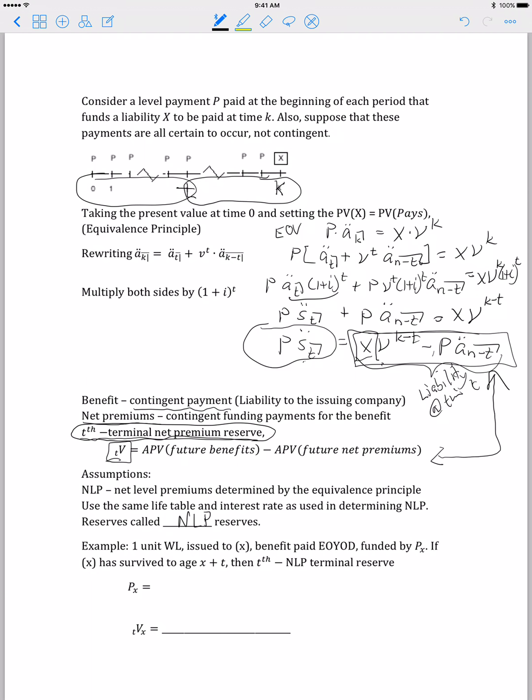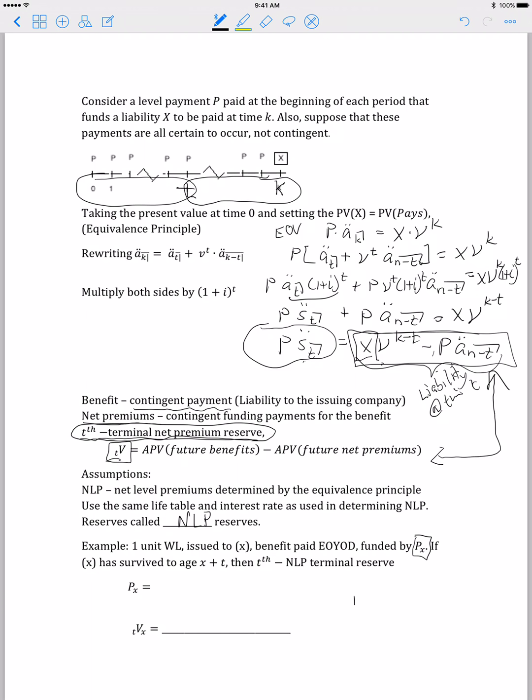So for example, this is the most basic example that we always start out with. We have 1 unit of whole life. It's issued to x. The benefit is paid at the end of the year of death, and it's funded by the standard level premium that we denote by P_x from the equivalence principle. If x has survived to age x plus t, then let's write down what the t-th net level premium reserve should be, a formula for it.